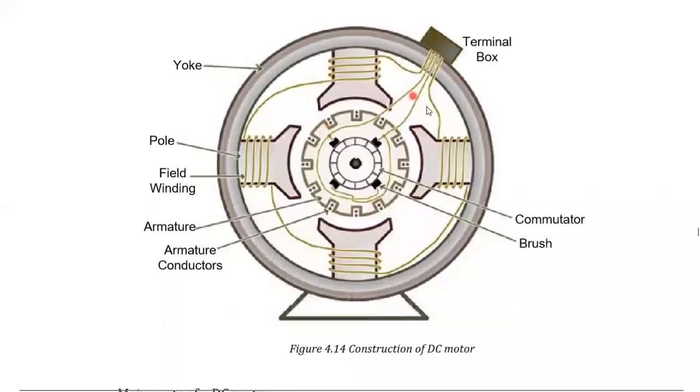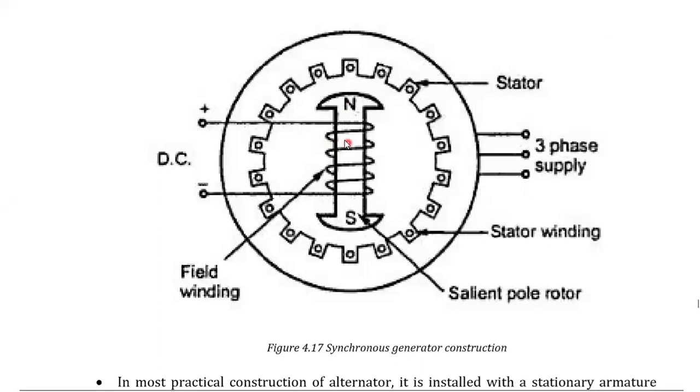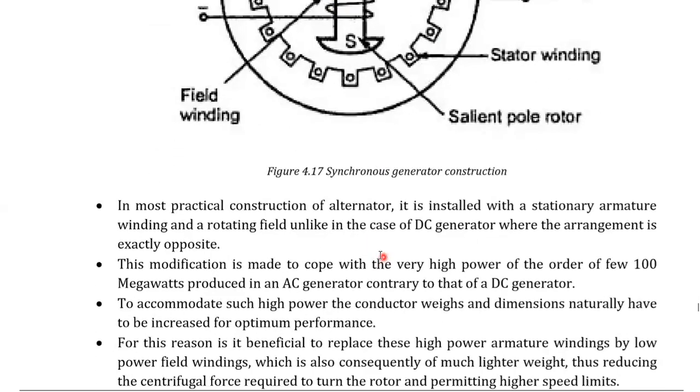This is called a DC machine. This is called the field winding. The field winding is placed on the stator. This is called the stator. The armature winding is placed on the rotor in DC machines. But in synchronous generators, it is exactly opposite. The field winding is placed on the rotor, and the armature winding is placed on the stator. Understood? So this is the difference between synchronous machines and DC machines. The field winding is placed on the rotor and the armature winding on the stator, exactly opposite to DC generators.